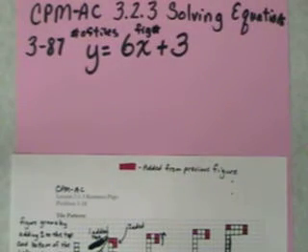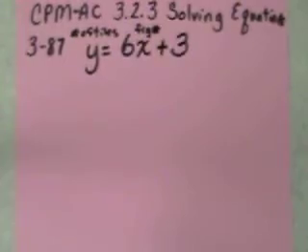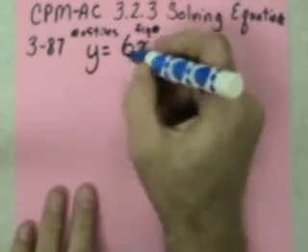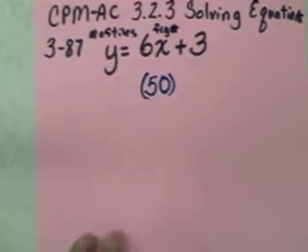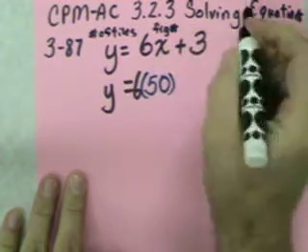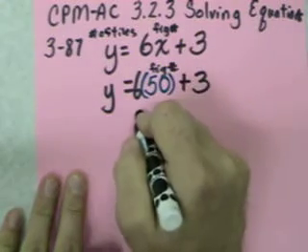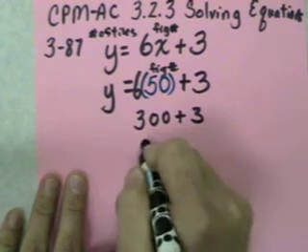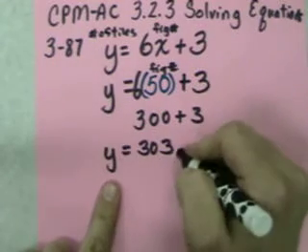Okay, so let's read the problem that they gave us. They said that Penelope wants to know how many tiles will be in figure 50. So if we want figure 50, we asked several students to identify where the number 50 would go. And since it's a figure number, it's going to go right there for x, and so our equation becomes y equals 6 times 50 plus 3, because that is our figure number. Simplify, 300 plus 3, 303. So y equals 303.